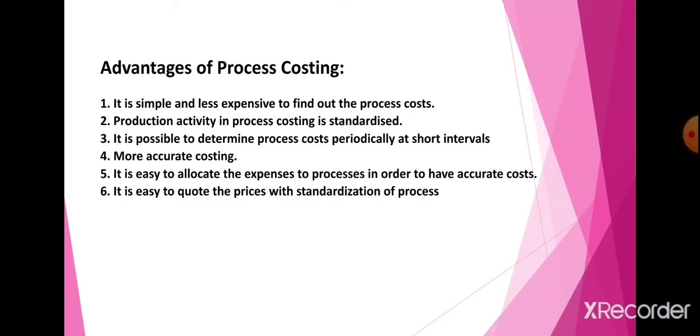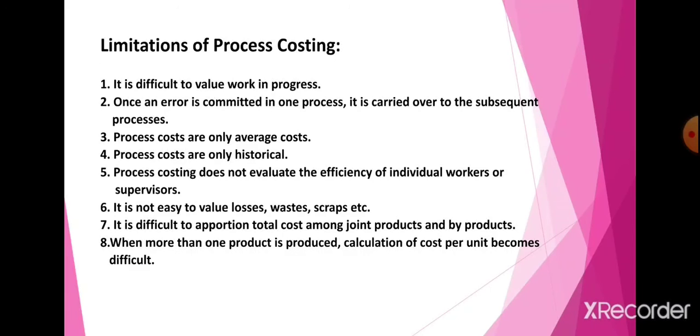So then what are the limitations of process costing? The first limitation is it is difficult to value the work in progress. Value of work in progress is computed on the basis of estimates, which results in further inaccuracies. Second, once an error is committed in one process, it is carried over to the subsequent processes. Third, process costs are only average costs.